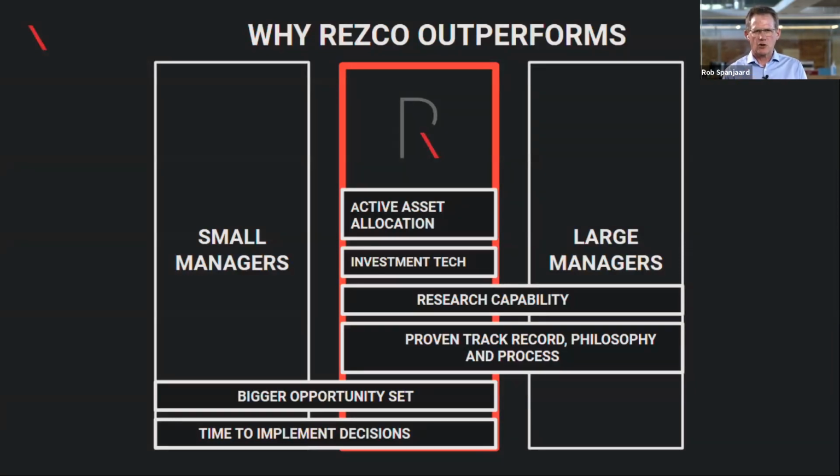We're a bit different to a lot of other mid-sized managers. We do active asset allocation. We really believe it adds value in the South African context. In fact, internationally, it's important to do that. And that's quite different, as a lot of other mid-sized managers don't do that. Investment tech is another area where we feel we're very strong. We've got brilliant investment technology, which helps us to just go out there and find those returns.